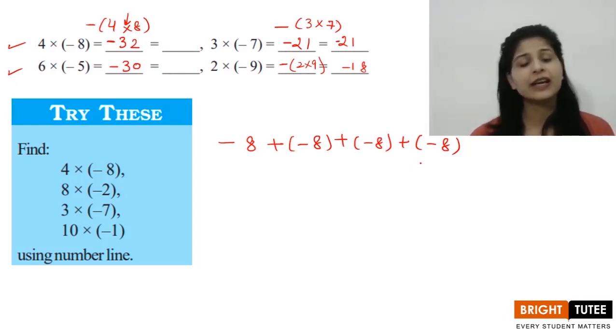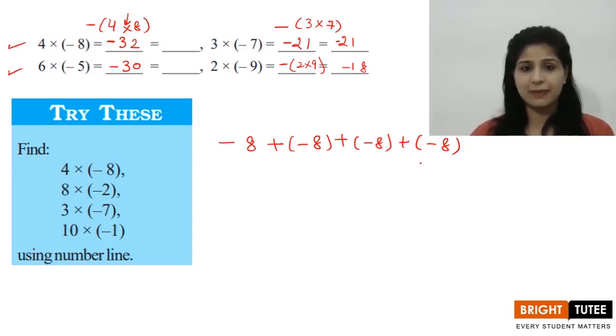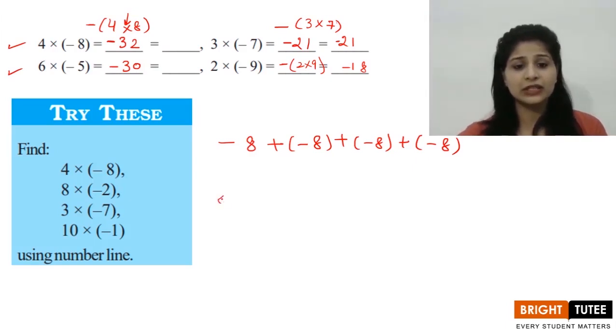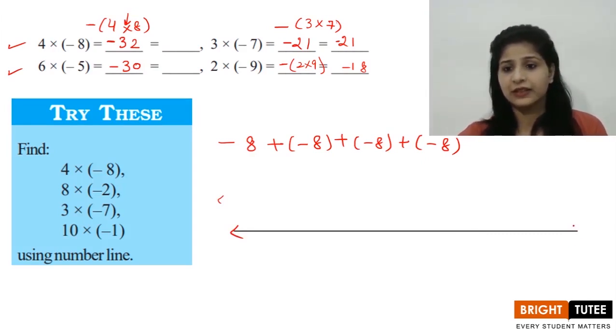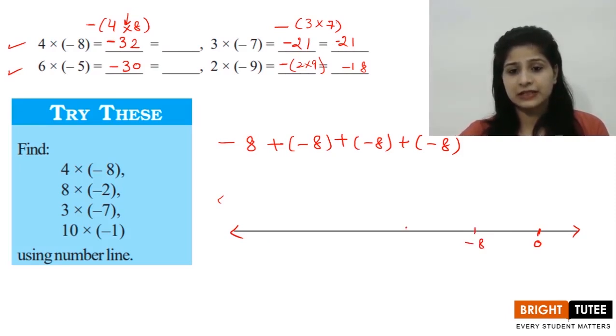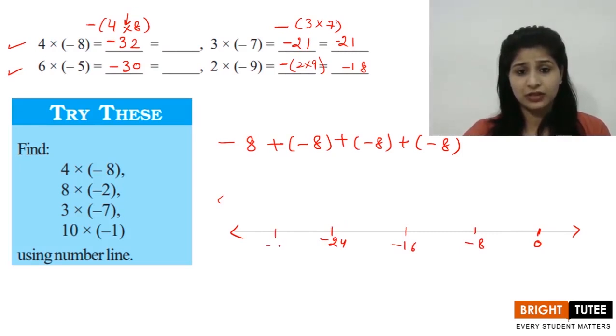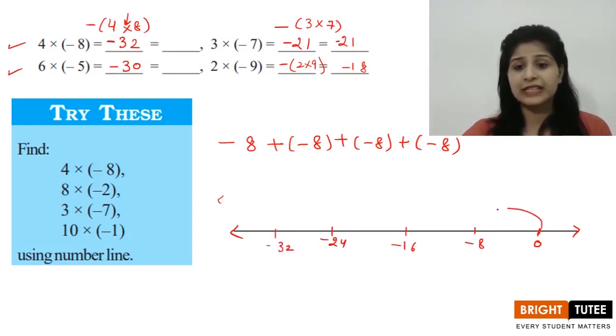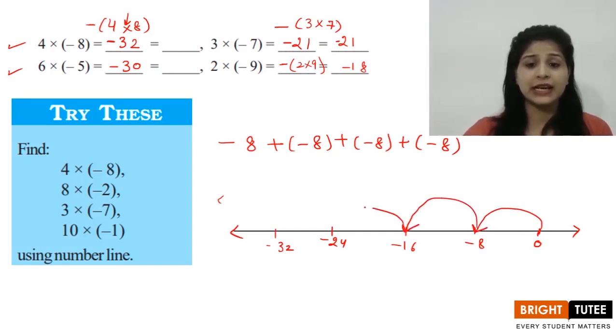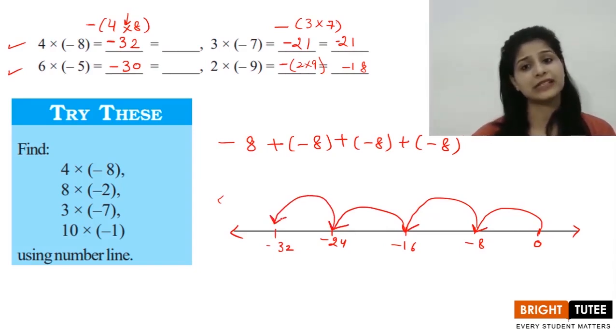If we multiply minus 8 with 4, we will get the same answer. So when we do it using the number line, suppose this is a number line, I have taken 1, and this is 0, and this is minus 8, then this is minus 16, minus 24, minus 32 at the gap of 8. So first you will go 8 steps back, minus 8, again 8 steps back, minus 16, again 8 steps back, minus 24, again 8 steps back, you will reach minus 32.